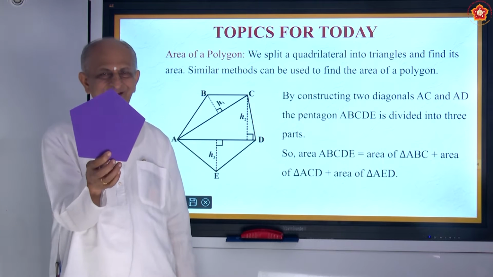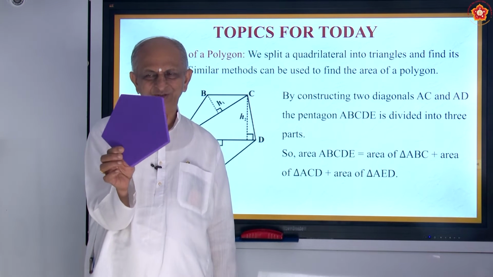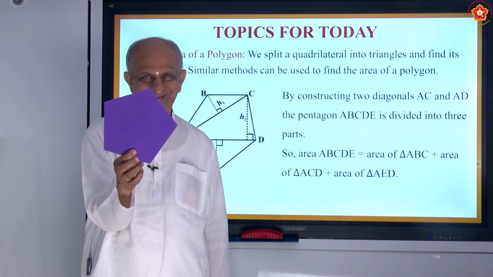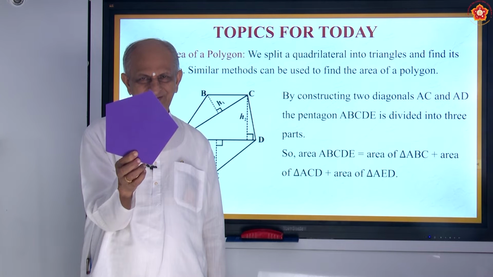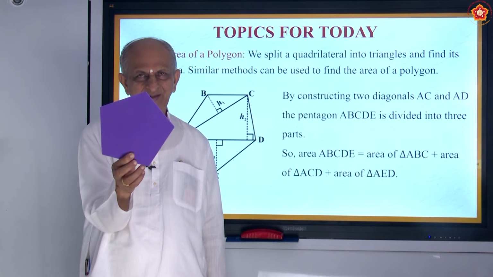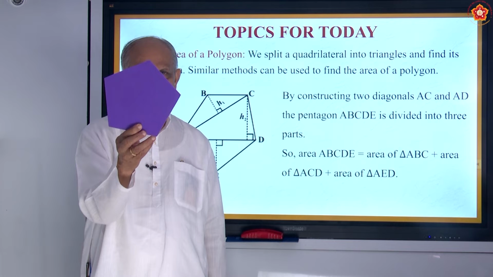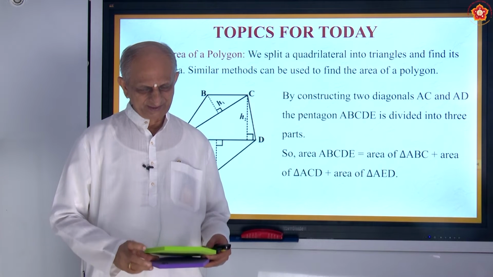Nice. You can also do it. But here you should not think of the thickness. You should see only the measurements of the sides. Why is it called a pentagon? It has 5 sides. If there are 6 sides, what do you call it?